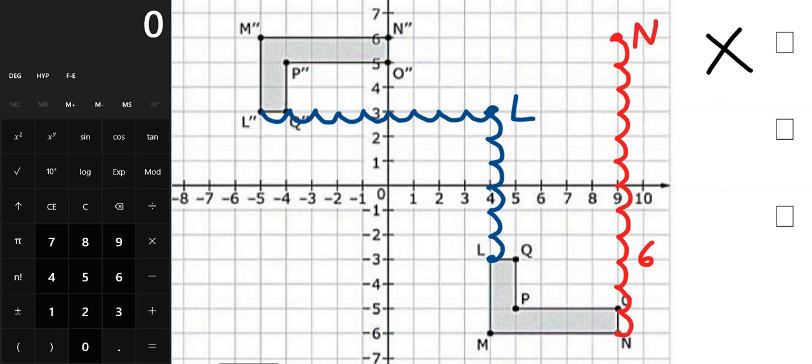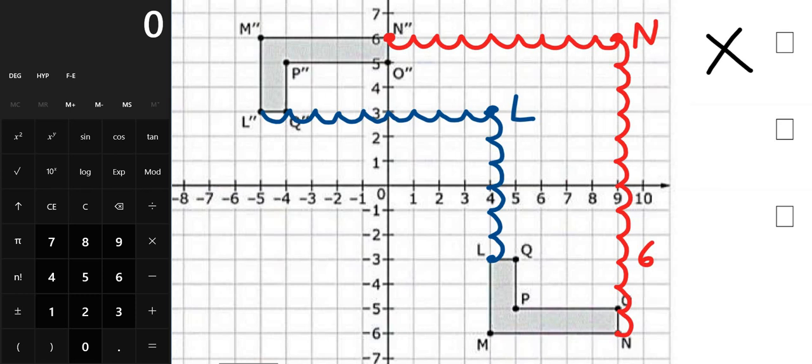So before we were at 9, -6. Now we're at 9, +6. Notice when you flip over the x-axis, all you do is change the sign of y. So we went from -6 to +6. Okay? And now it says go left 9 units. So let's go ahead and get started. So we end up here at N double prime. 0, 6. Yeah, it works.